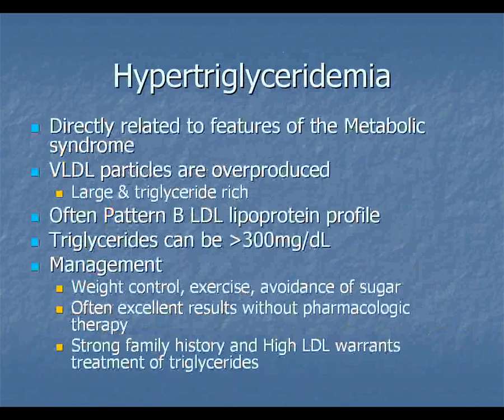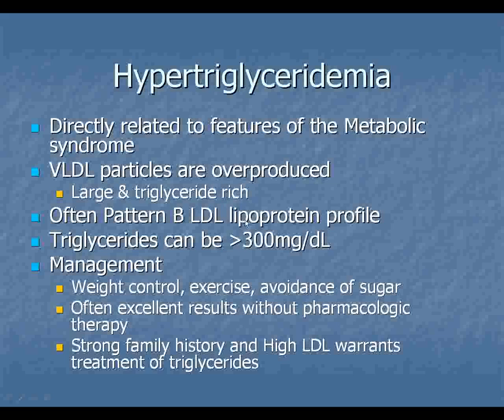Hypertriglyceridemia, this is the second potentially symptomatic disorder. This is something that you will see in the pediatric obesity population because it is directly related to features of the metabolic syndrome. Basically what's happening is your VLDL particles are overproduced. If you were to get an NMR lipo profile, there would maybe be a pattern B lipoprotein profile. Triglycerides can be greater than 300, even as high as 1,000.